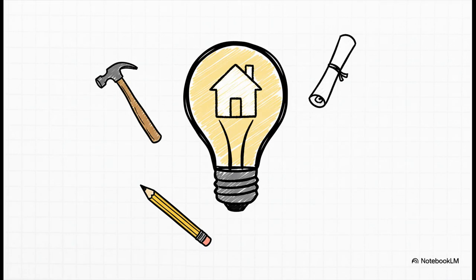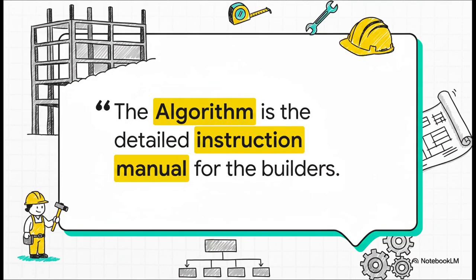You know what? Let's tie all of this together with one final analogy that's going to make it all click. Let's think about building a house. First, you have the algorithm. Think of this as the super detailed, step-by-step instruction manual for the construction crew. Step 1, lay the foundation. Step 2, assemble the wall frames. It's incredibly precise, and it has to be done in order.